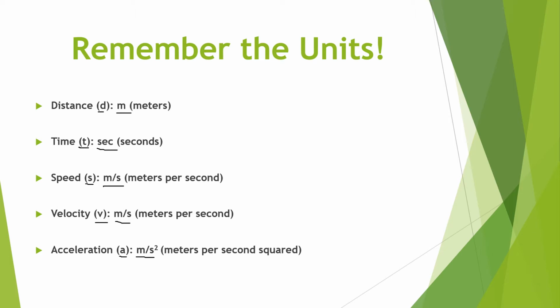Time is, of course, measured in seconds. Both speed and velocity are measured in meters per second. Of course, velocity would have a direction, speed may not. And acceleration is meters per second squared, typically. We have to know these units so well that when we see them, we can immediately identify them.